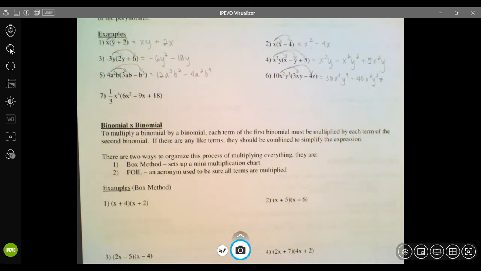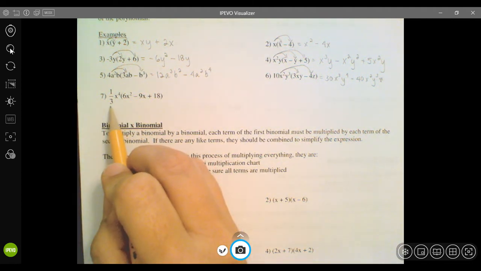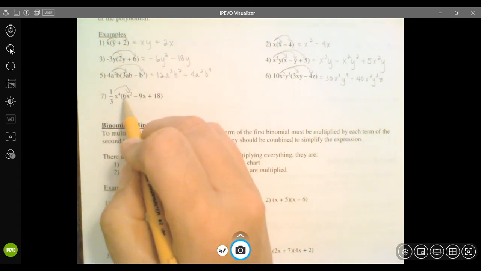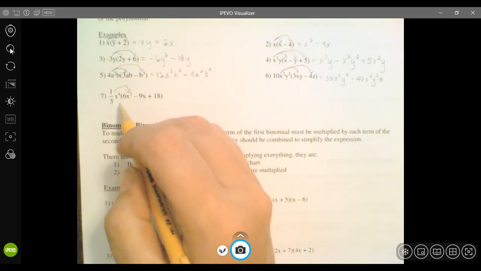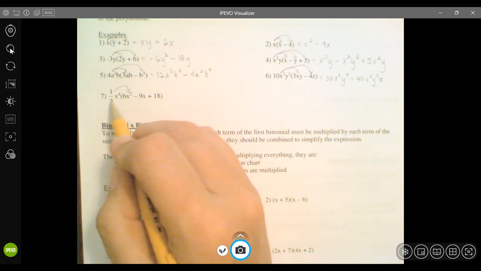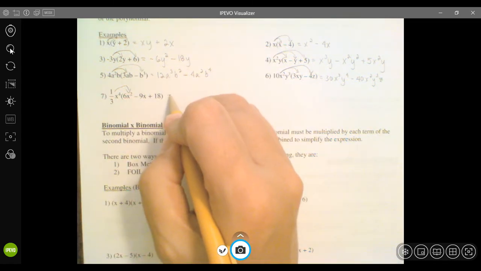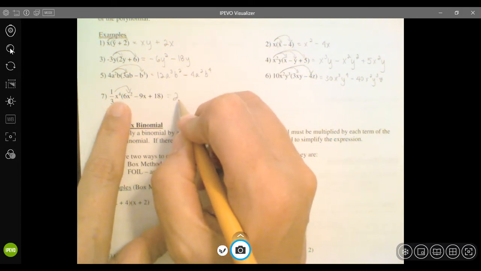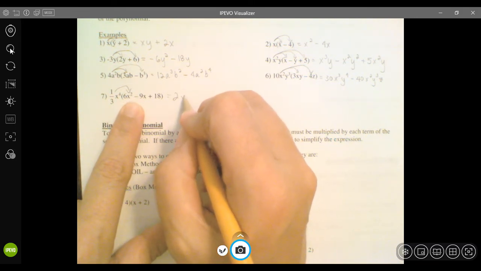And now this last one, 1/3 x to the 4th times all of this. A lot of you would skip this one because you see the fraction. Guys, it is a fraction, but I want you to think of this as a division problem. When I take 1/3 of 6, I'm multiplying, but what I'm really doing is I'm taking 6 divided by 3. 6 divided by 3 is 2, and then I have x to the 4th times x squared.